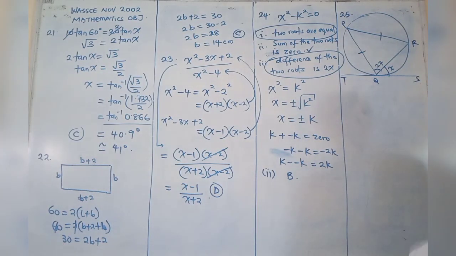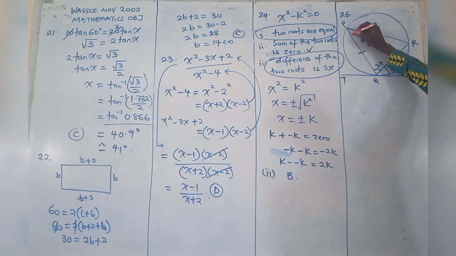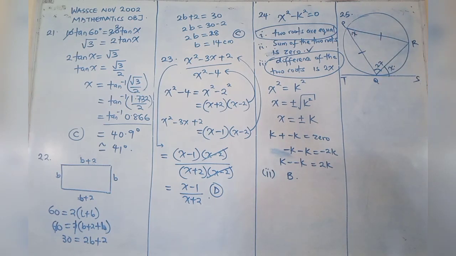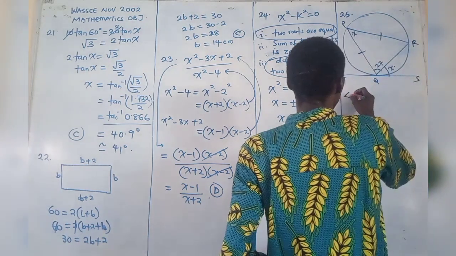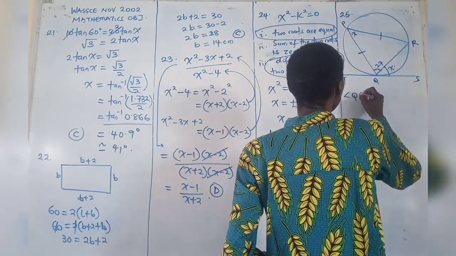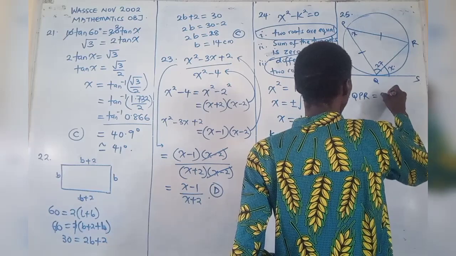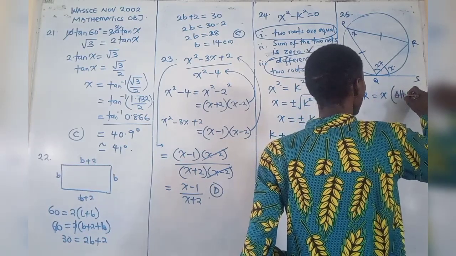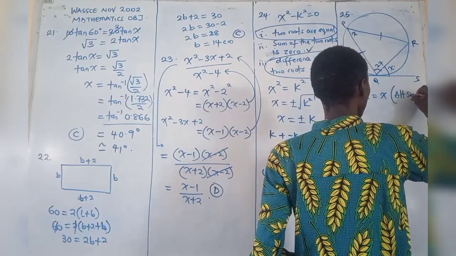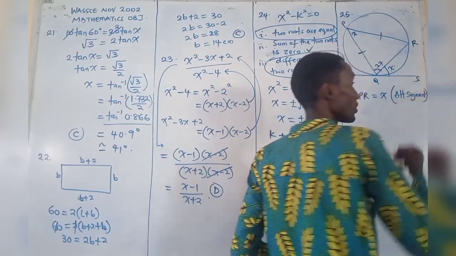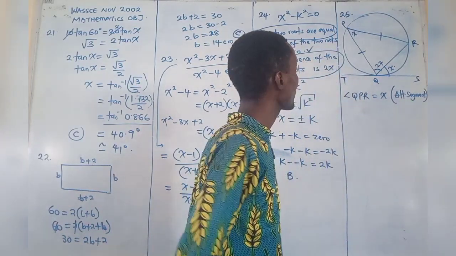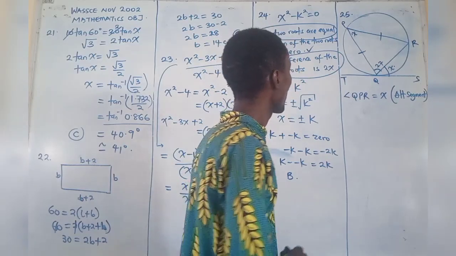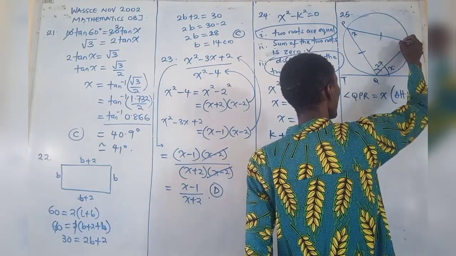Now, look at this. So this angle x is equal to this angle here. What is the concept tested? There is alternate segment. So angle QPR is equal to x. And what's the concept tested there? Alternate segments. Alternate segment is what is tested there. Alright, now if this is 27, this also will be 27.